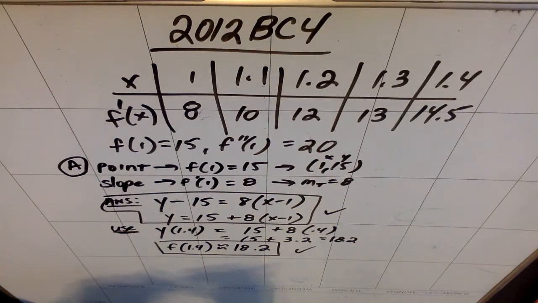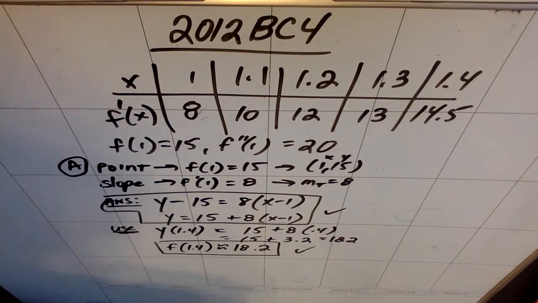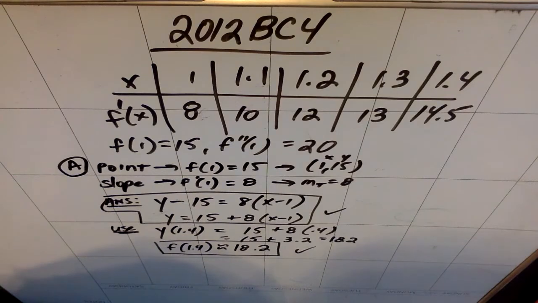Let's do part B. All right, we're given a table, so there's a solid chance that we're going to be asked to do one of the area approximations or some kind of an approximation using this. So use a midpoint Riemann sum, so MRAM, with two subintervals of equal length and values from the table to approximate the integral from 1 to 1.4 of f prime of x dx. Use the approximation to estimate the value of f of 1.4. Show the computations that lead to your answer.